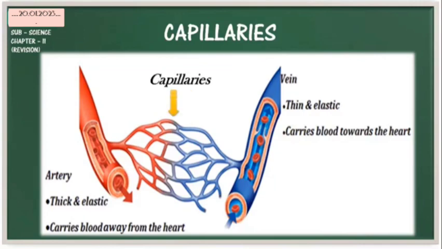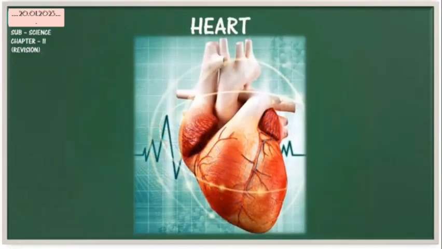Capillaries. These are extremely thin blood vessels that connect the arteries to veins. These allow substances to pass from blood into the body cells and also from body cells into the blood. The exchange of substances like food, oxygen, carbon dioxide, etc. between the blood and the body cells takes place through the capillaries.